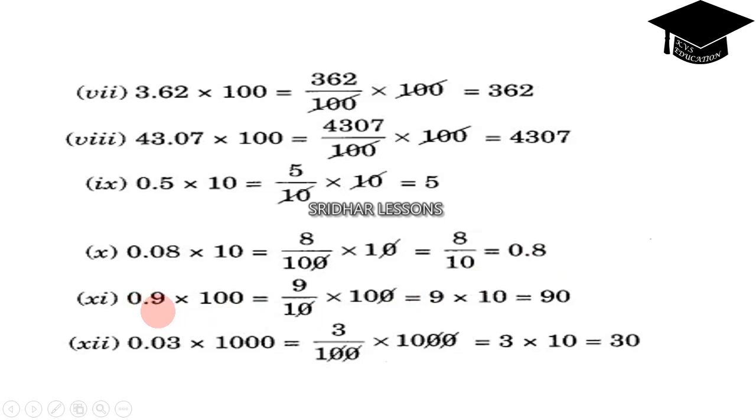Next problem, 0.9 into 100. So 0.9 can be written as 9 by 10 into 100. 10 cancels here 10 times. So 9 into 10 is equal to 90. Next problem, 0.03 into 1000. 3 by 100 into 1000. This is equal to 3 into 10. So it is 30.